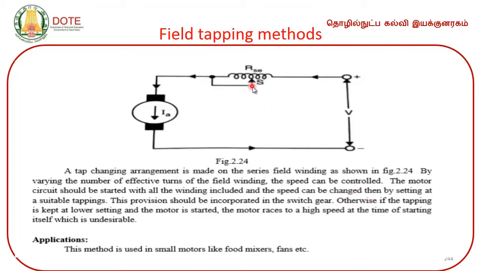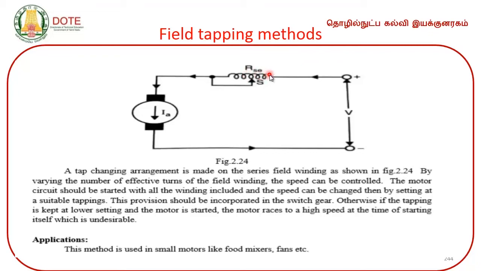Suppose if I keep this tapping over here at this point, no turn will be included. On the other hand, if I keep the tapping here at the left extreme, then all the turns will be included. So, by this way you can control the number of turns to be included in the circuit.